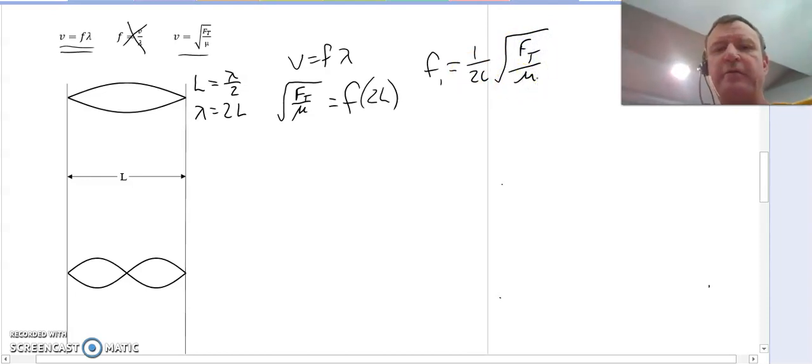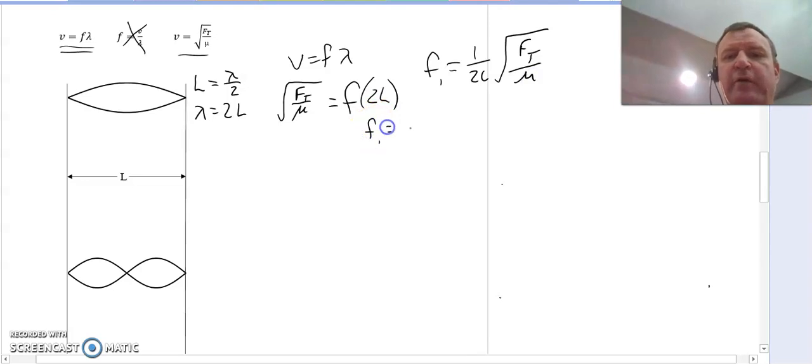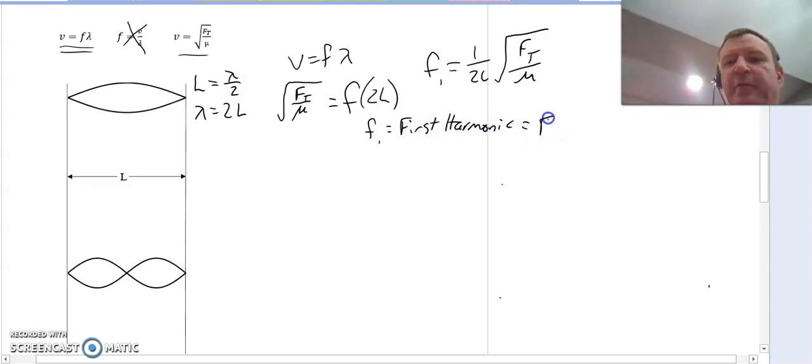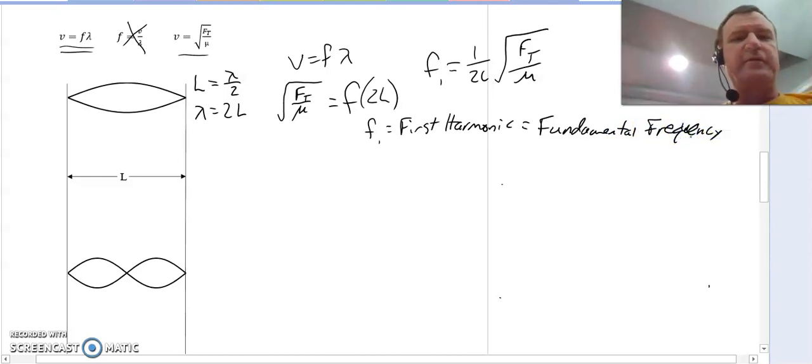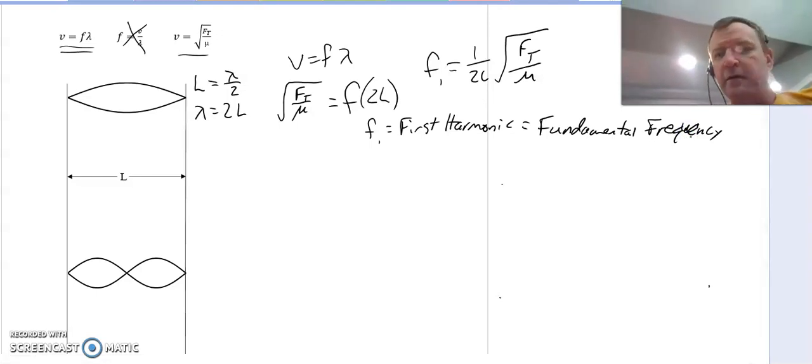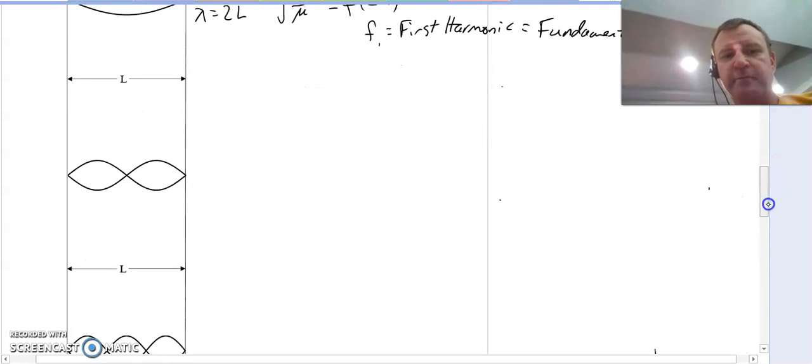All right. So this f1, we call this the first harmonic. It's also known as the fundamental frequency, which means that's the lowest frequency we can get a standing wave. You saw that in the videos. Now we're going to move on to the next one.